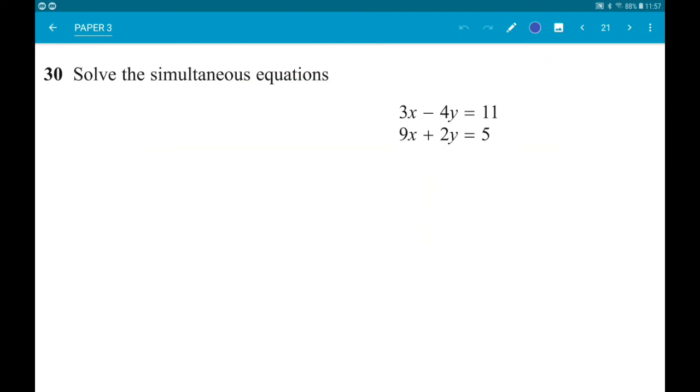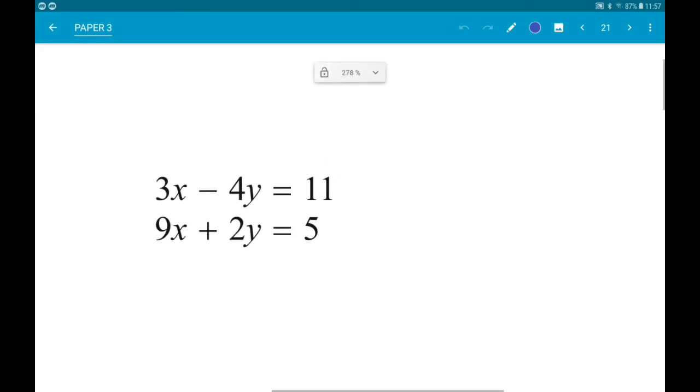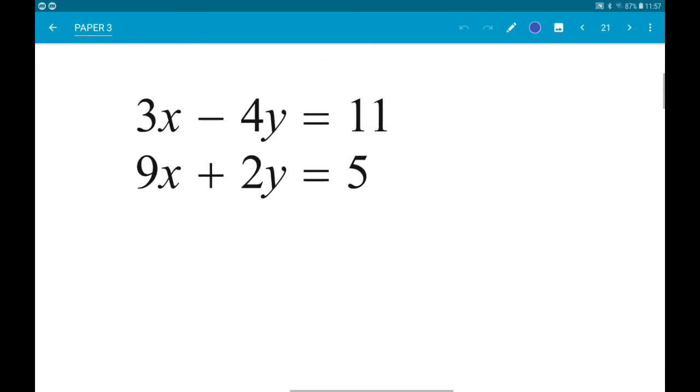Okay, now the final question, we have simultaneous equations, so I have 2 playlists on these down below, one explaining them in lots of detail, and the other with downloadable past paper exam questions. So, we want to solve these bad boys. First thing to do is call them 1 and 2.